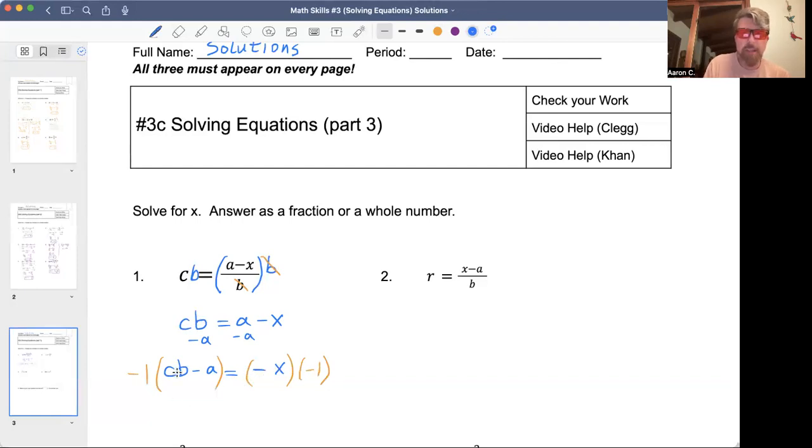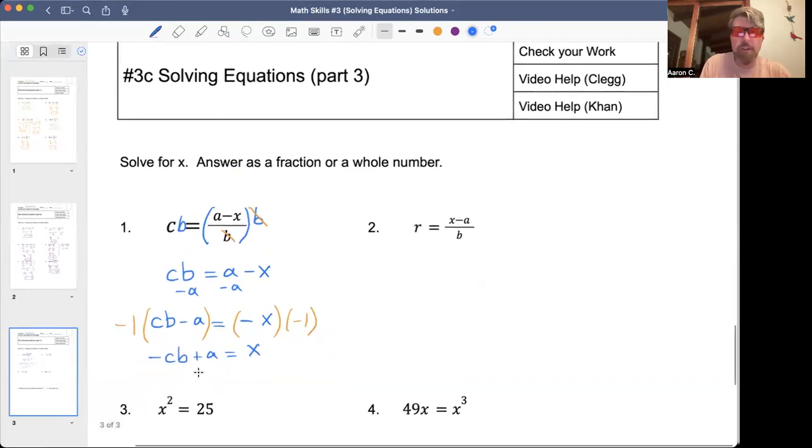So I'm going to get negative cb minus 1. So that's going to turn to a plus. So it's going to be plus a. And then this one's going to be plus x over here. So that's just going to be x. And a different way to write that, let's write it with the variable on the left. So x equals, a lot of times in math class, we switch the order so the positive thing is first. You don't really have to do that, but you can. a minus cb. All right, look at that. There it is.